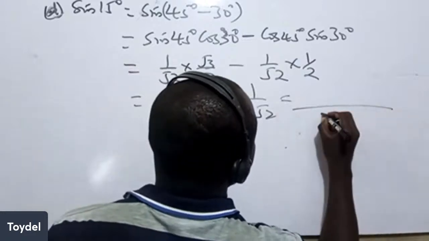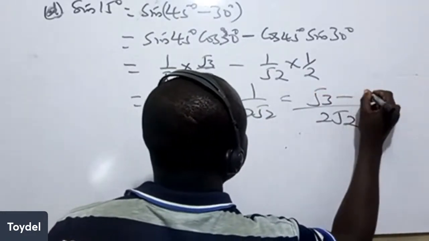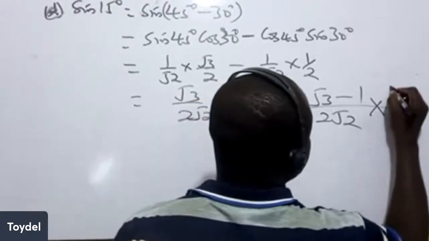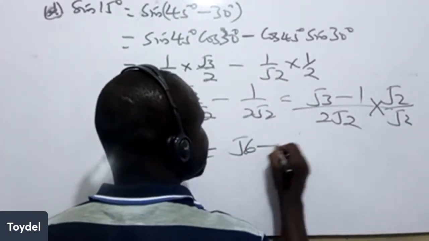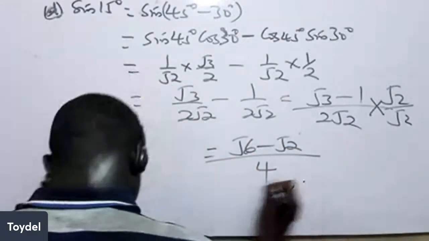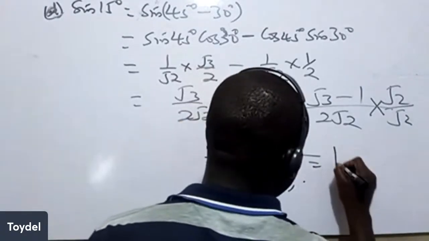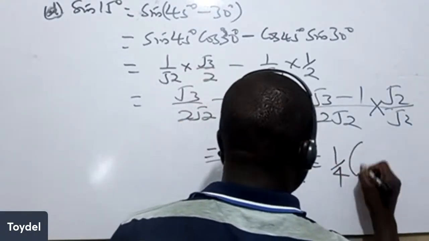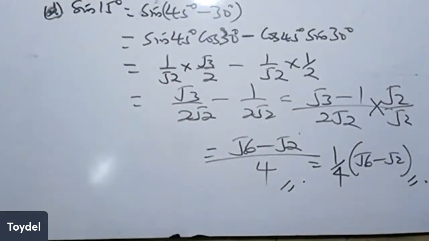When we find the LCM, it is 2 root 2. Here I'm going to have root 3 minus 1. Of course, we rationalize by root 2. So I'm going to have root 6 minus root 2 all over 4. And that is what we are going to get. Or you can write it as 1 over 4 into bracket root 6 minus root 2. So we have to leave our answer in surd form.